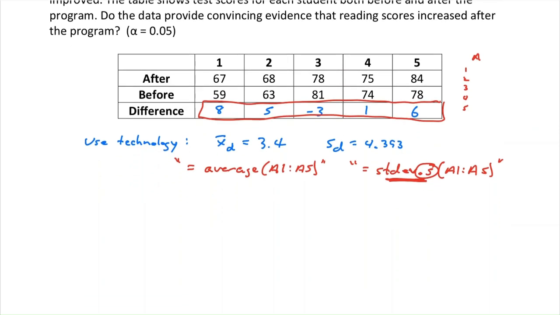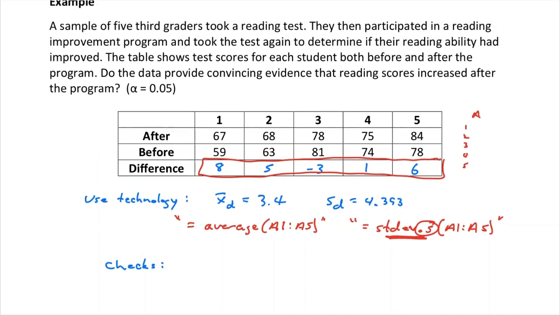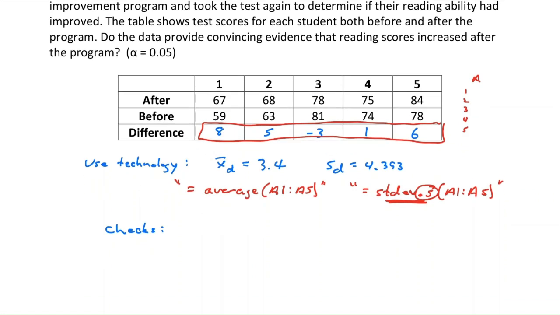Okay, so our checks. We want to make sure that we've got random samples. In this case, this is more of an experiment, a situation where we're just testing children against their own scores. Because we don't have enough information, we are going to assume that it's both random and normal. Obviously, if it wasn't, we couldn't use this process. There'd be a different process to use, but I don't cover that in this series of videos.